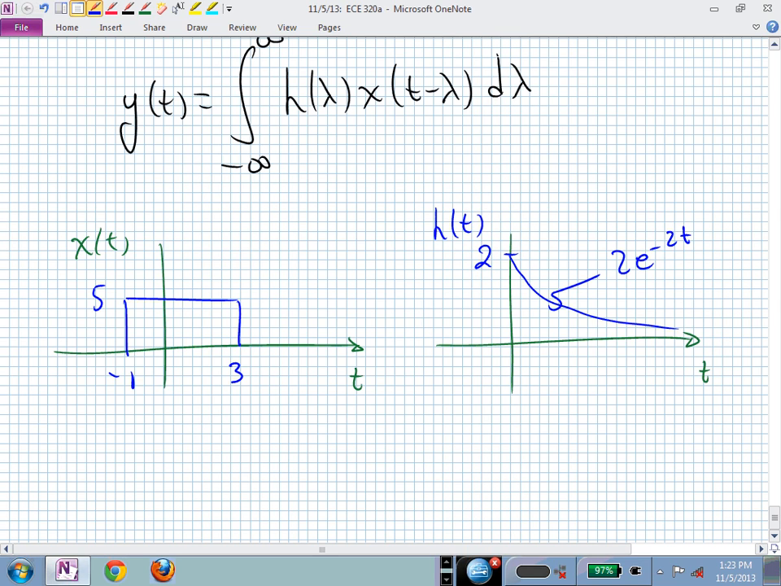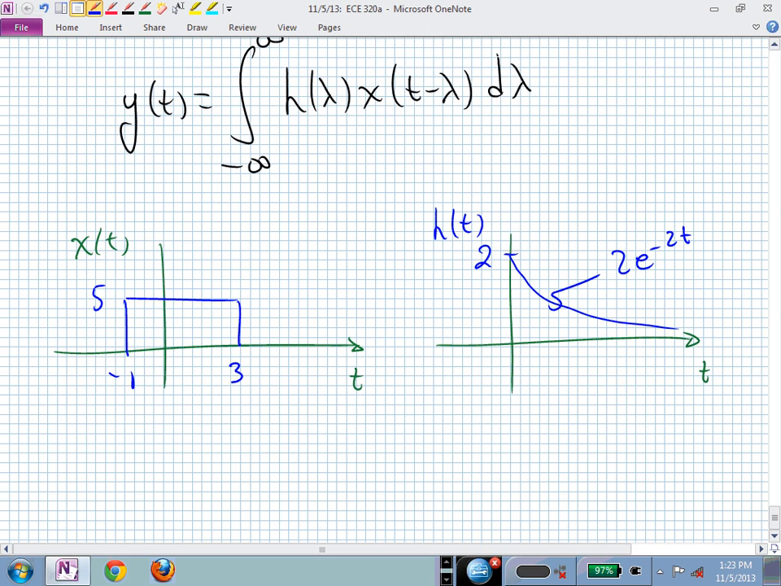Now we want to know what happens when we low-pass filter this pulse. This pulse I'm turning on at -1 with an amplitude of 5, and then I shut it off at 3. And I want to know what's going to happen at the output y of t when I low-pass filter it with this impulse response, and I hit it with a pulse waveform x of t. So my system is described by h of t.